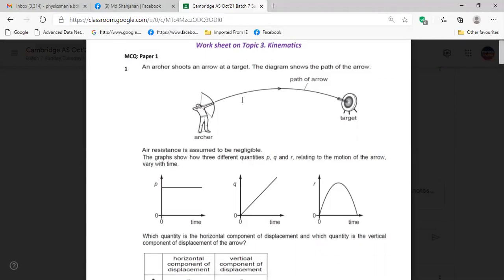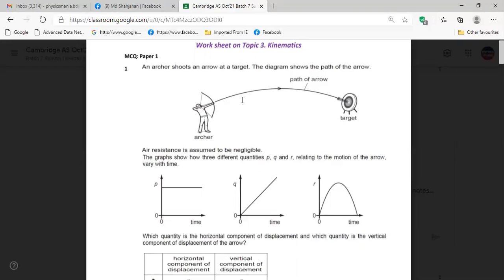So the vertical component is working against the gravity, and the horizontal component is going without any effect of gravity, right? Yes, sir. So that thing we have to keep in our mind. And they are asking you about the displacement, right? One is horizontal displacement, another one is vertical displacement.